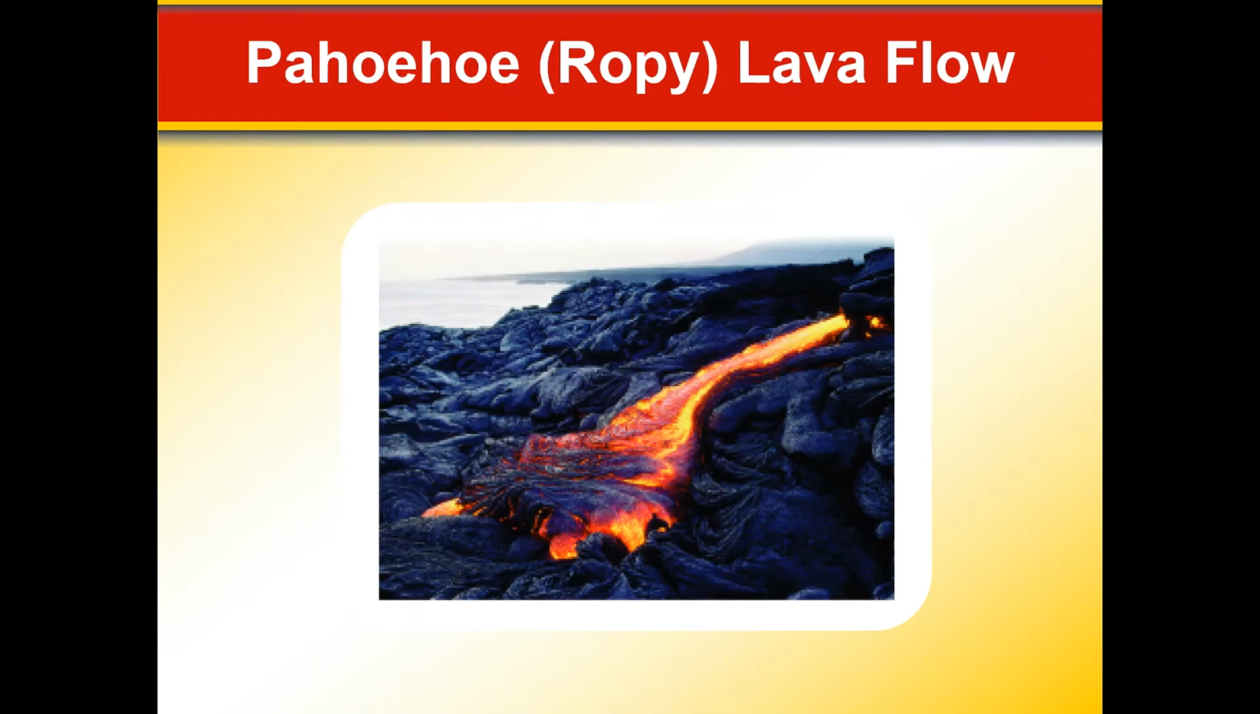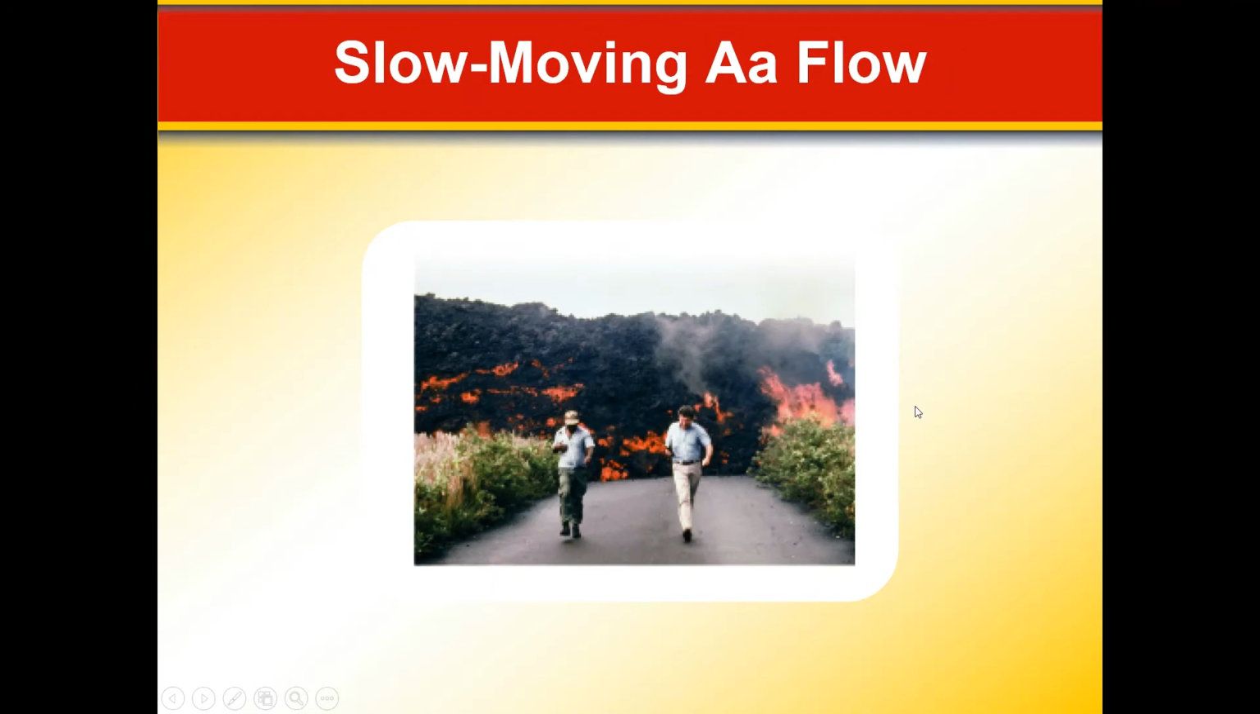So this is a good example of your pahoehoe or the ropey lava. As you can see over here, these are actually ropes, or some other people would describe it as braids. Okay. This is a slow-moving aa. So as you can see, there are two people in the photo that are actually just walking.